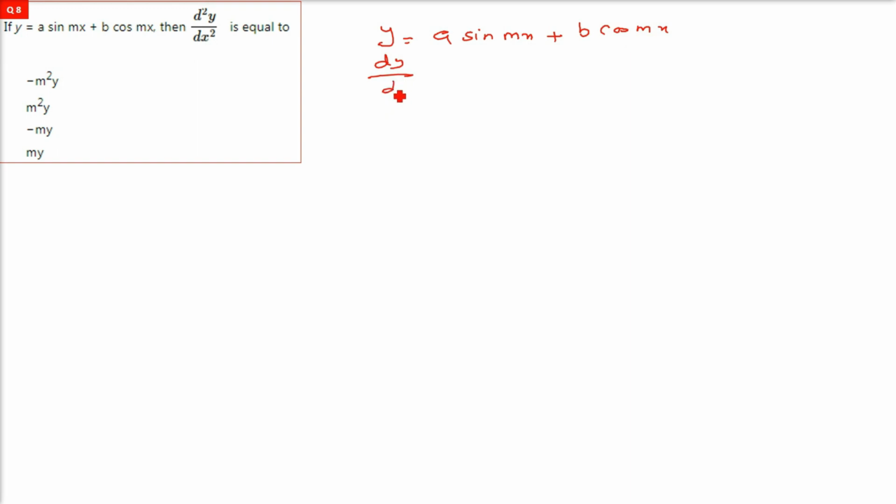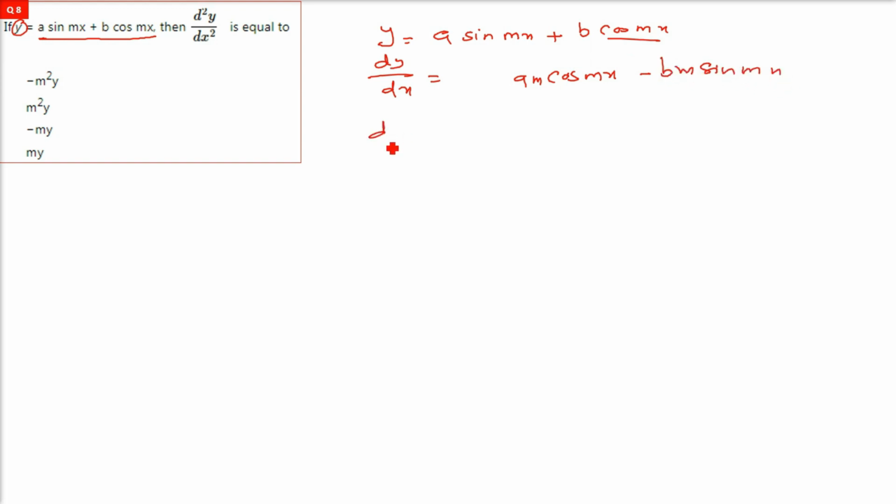dy by dx we are going to take. See, this y is going to be repeated. So whenever we differentiate, we will try to get this y again. So dy by dx is a, sin mx is cos mx and differentiation of mx is m. Cos will be minus, so I am writing minus sin mx. Then you have b and then m.